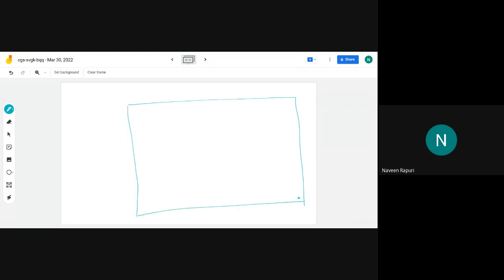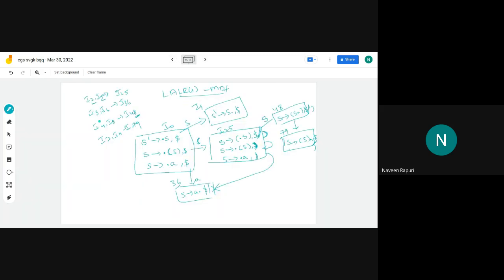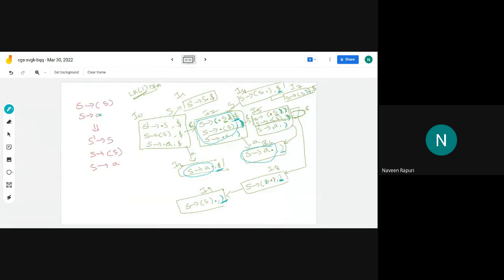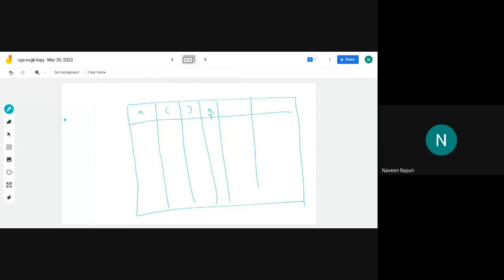Remaining everything is same, sir. So we are having 6 states for A and open parenthesis and closed parenthesis, and next one is dollar. And here for the given grammar, we are having only one non-terminal, that is S, sir. So no need to take the partition also. Only S is sufficient for us.